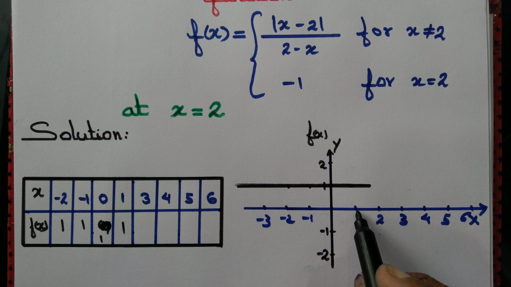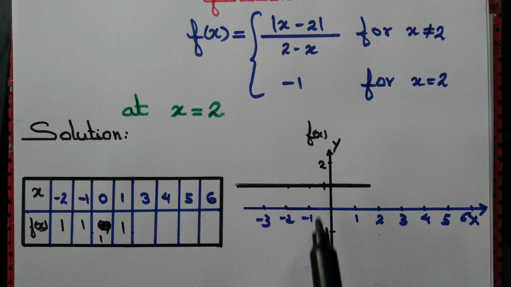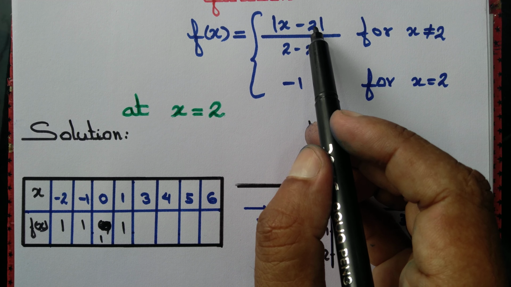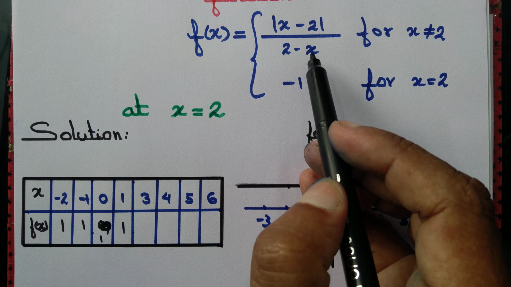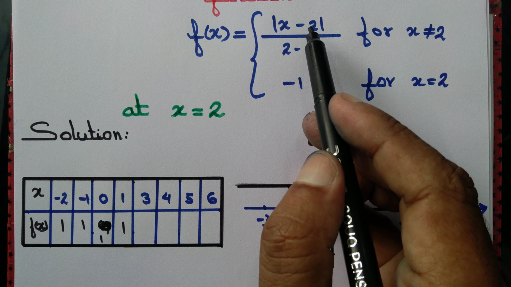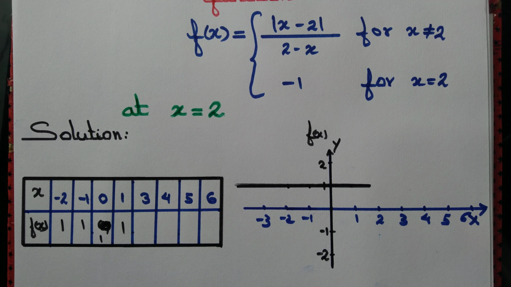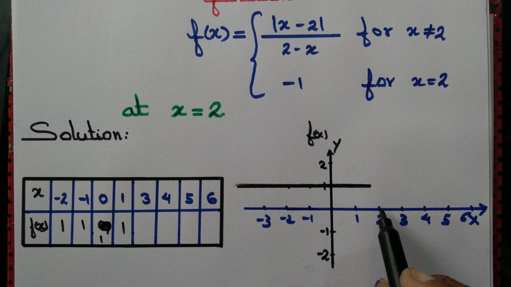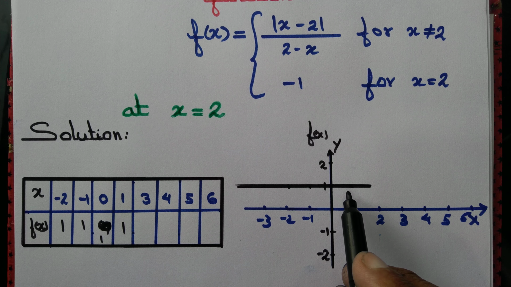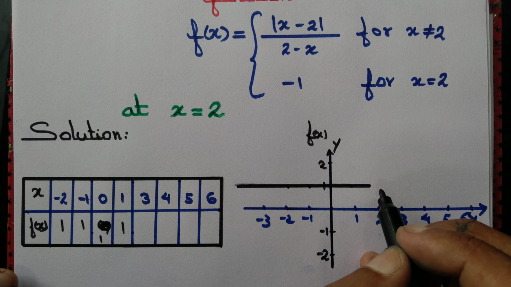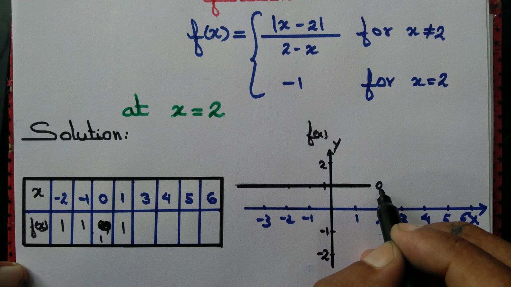How about if x equal to 1.5? You see that 1.5 minus 2 is −0.5 and mod of −0.5 is plus 0.5. 2 minus 1.5 is 0.5, and 0.5 by 0.5 cancels, so you will get 1. As long as I do not take x equal to 2 and as long as I take x less than 2, I find that f(x) is exactly equal to 1. So we just draw a gap here.